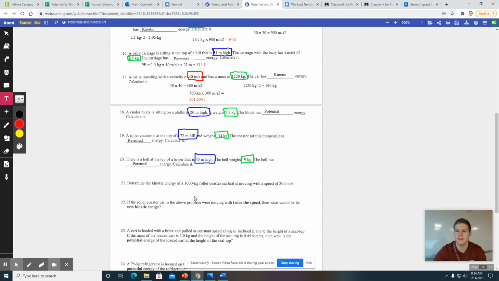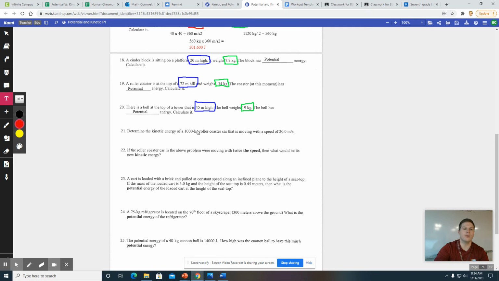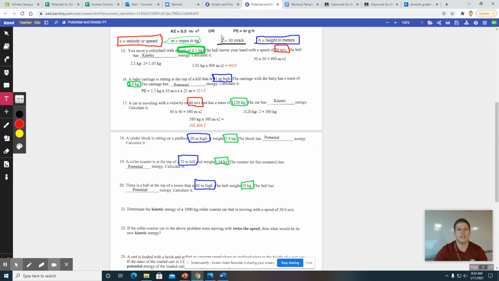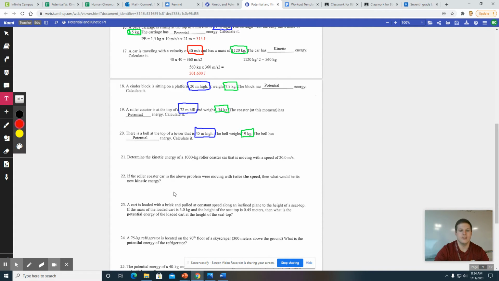It's like, okay, 315, 150, or whatever. I don't want to just see the numbers. I want to see you all working this out. All right? So, like we went through the other day. So, determine the kinetic energy of a 1,000-kilogram roller coaster that is moving with a speed of 20 meters per second. You look at your kinetic energy equation, you write it down, you solve it, you give me your answer. Okay?